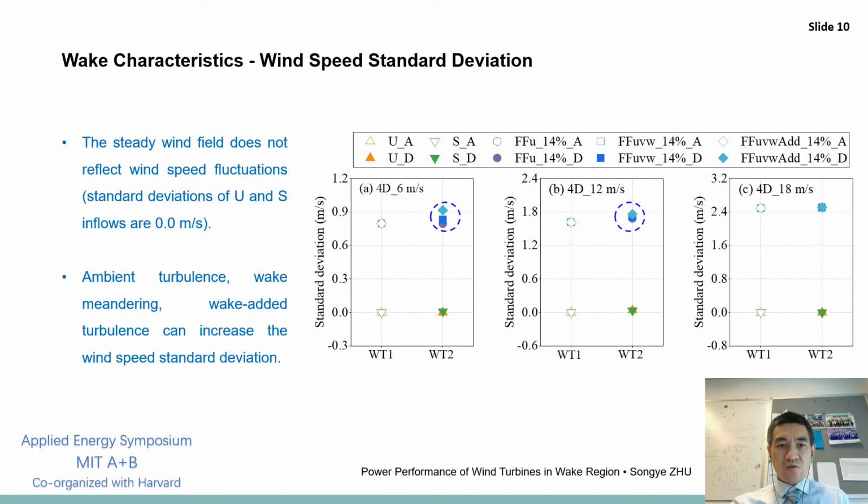Let's look at the wind fluctuation in terms of wind speed standard deviation. In general, if we introduce the turbulence effect, wake meandering effect, and the wake added turbulence effect, these effects will increase the wind speed fluctuation, particularly at low and medium wind speed. This 12 meters per second is very close to the rated wind speed, but this increasing effect is not obvious at this high wind speed.